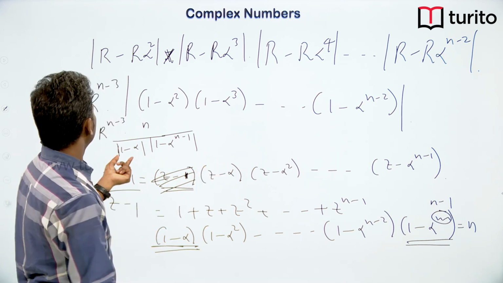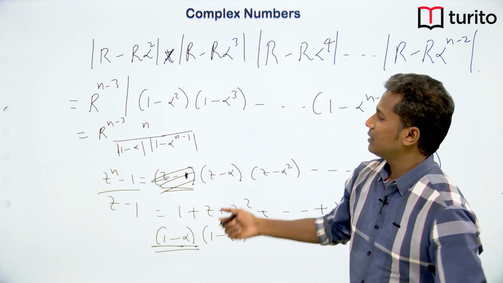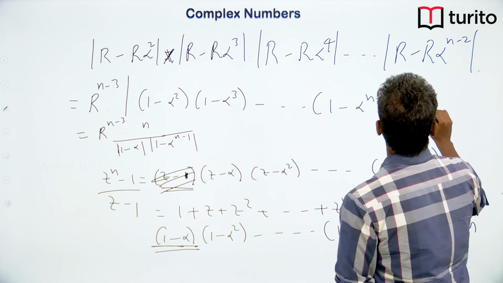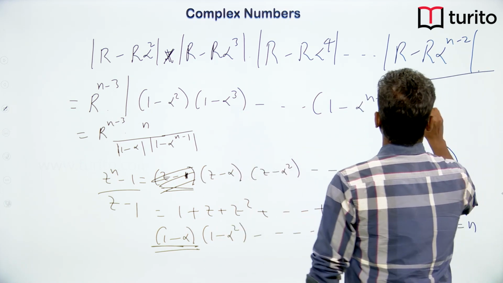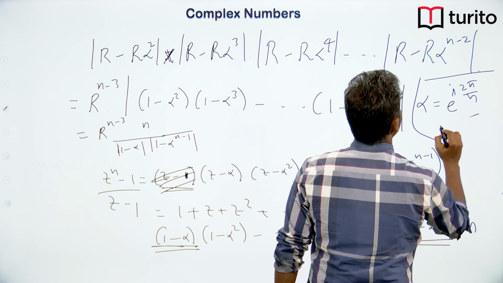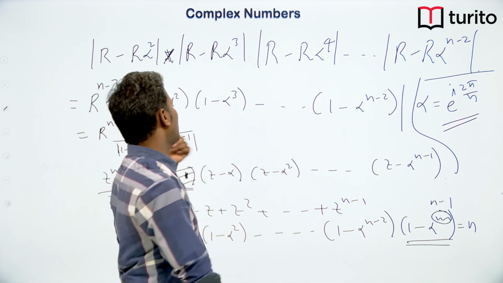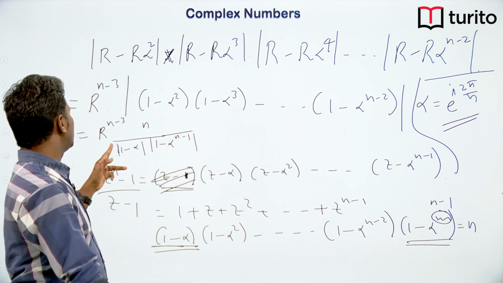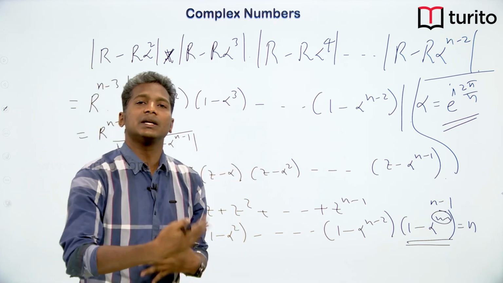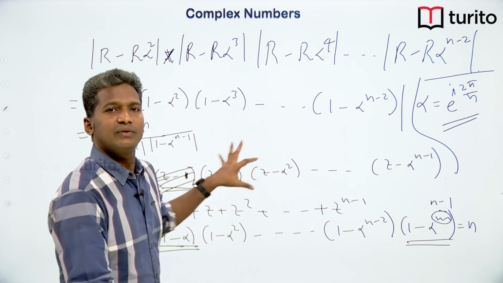Okay. For example, mod of 1 minus alpha can be simplified using a simple formula of alpha, which is alpha is equal to e power i 2 pi by n. You know this formula for nth root of unity. You can further simplify it, and when you convert this mod of 1 minus alpha, you will get 2 sin theta by 2 or something, that you can simplify and further proceed.